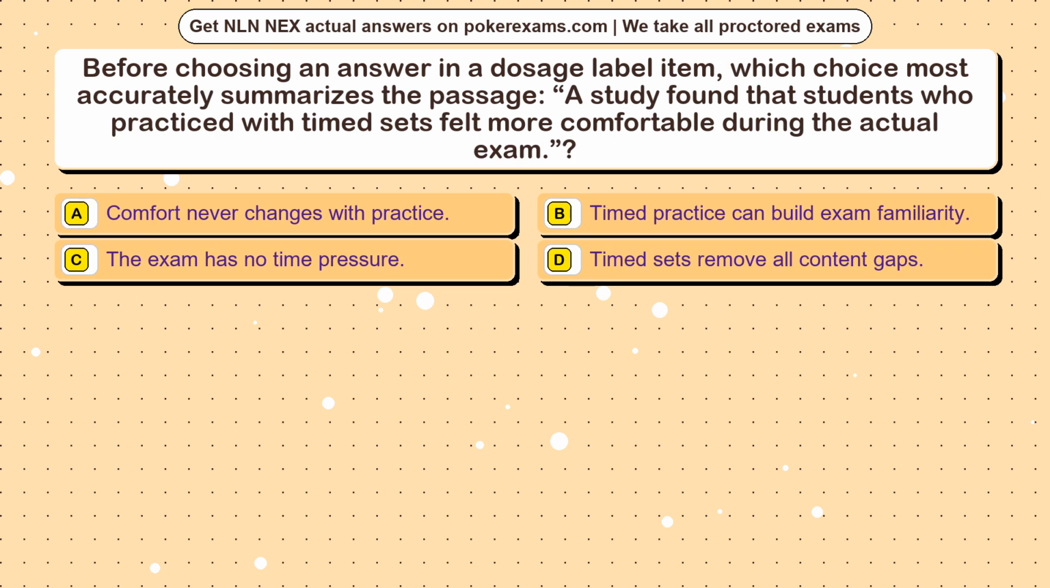Question 9. Before choosing an answer in a dosage label item, which choice most accurately summarizes the passage? A study found that students who practiced with timed sets felt more comfortable during the actual exam. Option A. Comfort never changes with practice. Option B. Timed practice can build exam familiarity. Option C. The exam has no time pressure. Option D. Timed sets remove all content gaps.